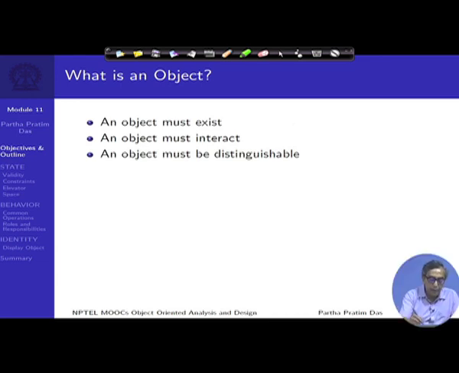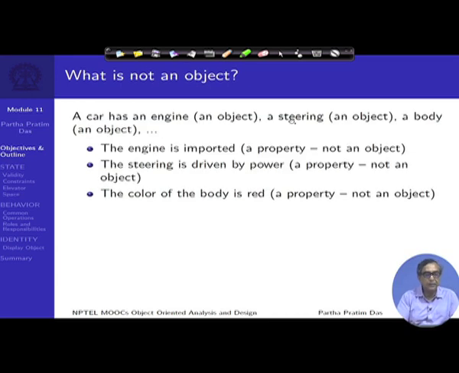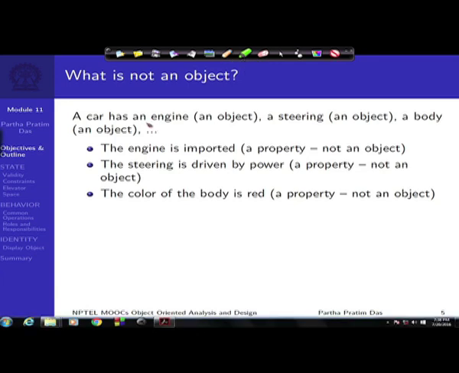Now, it will be in order to also talk about what is not an object, because certainly there is a lot which is not an object. What is not an object is a more fuzzy, somewhat vaguely defined concept, and certainly something that does not satisfy one or more of the aspects that we just talked about will not be an object. For example, suppose a car has an engine. Naturally an engine is an object, it has a steering, that is an object, it has a body, that is an object and so on.